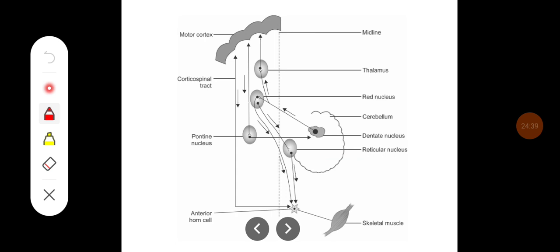This is the diagram showing how the cerebellum is going to control the activity of the motor cortex, and how it is going to affect the brainstem nuclei, that is anterior horn cells.